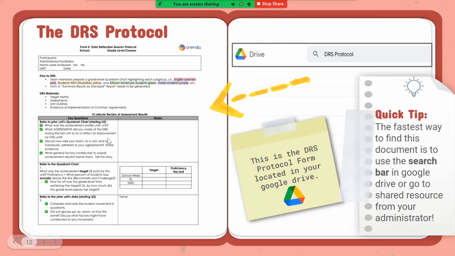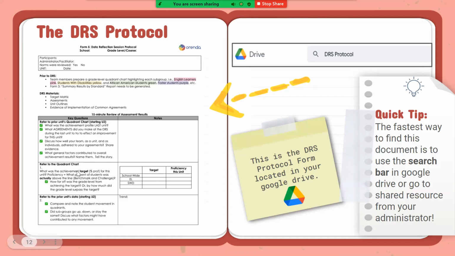As you can see, in the first row of the table, you're asked to engage in a brief reflection of the data from the last unit's assessment. You will look at the last unit assessment data to reflect as a team on the 4 key questions listed here. You will record your reflection notes on this side of the data form.